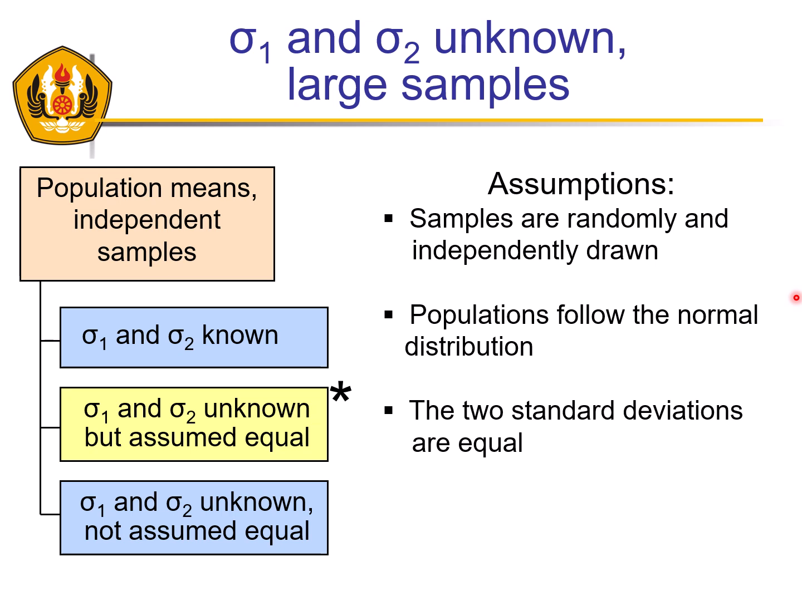In case sigma 1 and sigma 2 are unknown for large samples, we have a second type of assumptions. These assumptions are actually quite similar to the first one. The first assumption is that samples are randomly and independently drawn, as usual. The second is that the populations follow normal distributions. This is also the same as the first.